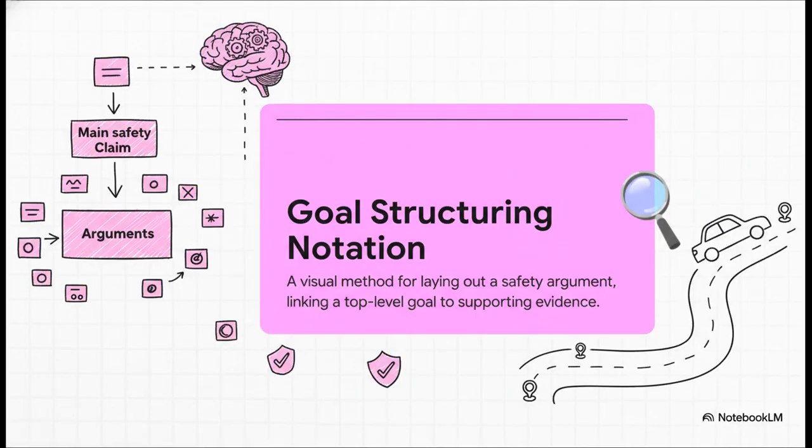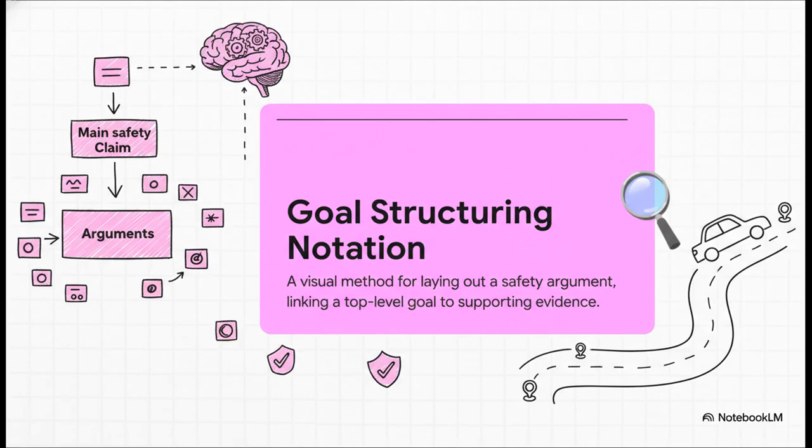So, how do you make a logical story that's easy for someone to check? Well, engineers often use this really cool method called goal structuring notation, or GSN. Honestly, it's basically a flowchart for an argument. It lets you visually map your main safety claim all the way down to every single little piece of evidence that supports it. Let me just show you how it works.